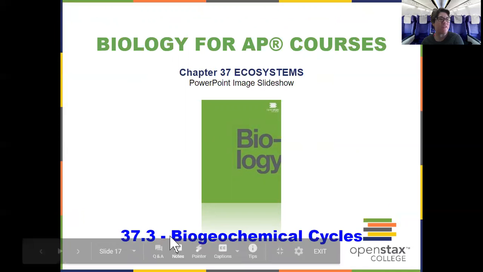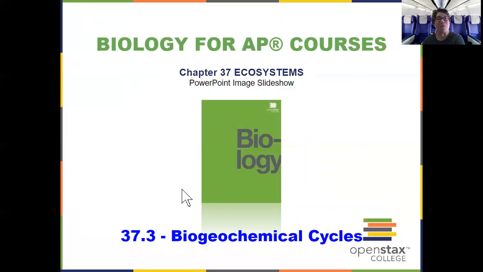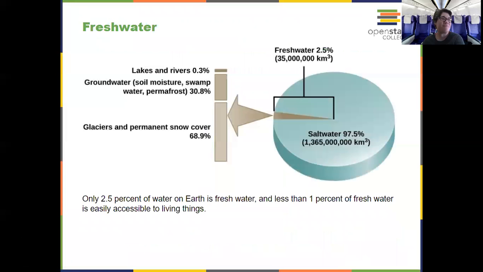All right, so section 3 here is the biogeochemical cycle. If we break that word down, bio means living thing, geo is rocks, and chemical is chemicals. And so we're looking at how nutrients, some of these chemicals, cycle through living things and cycle through non-living things.